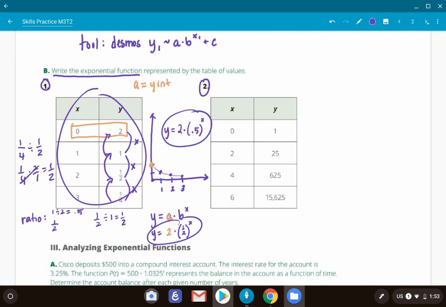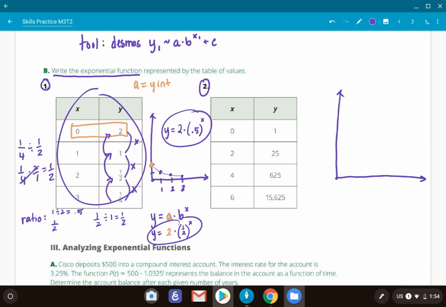Let's look at number 2. We can graph this to see what it looks like. So if I start at 0, I go up to the 1. Over to the 2, I have to go all the way up to 25. Should have changed that because there's no way that's going to fit. Whoops.